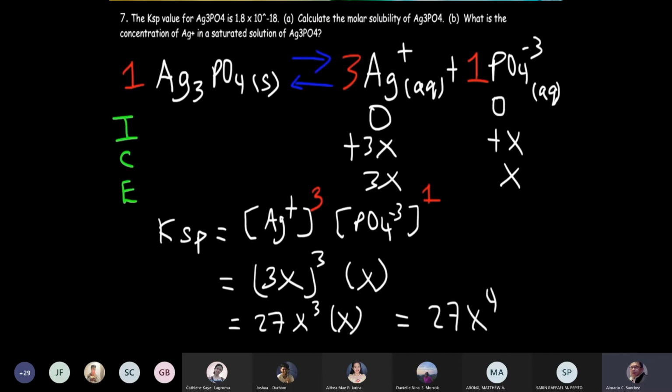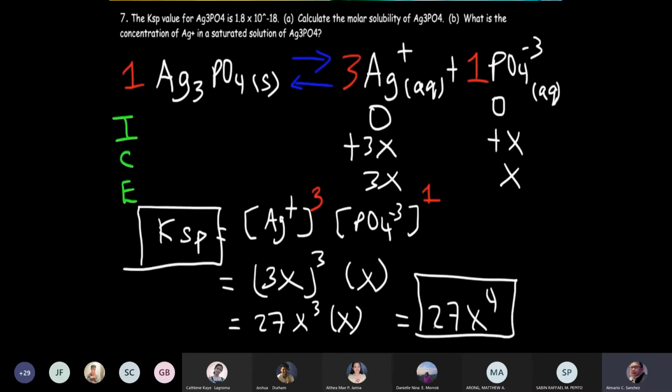Now I'm going to show you a shortcut method that can help you to get this expression, the fact that Ksp is equal to 27x to the fourth. And then we'll come back to this problem.